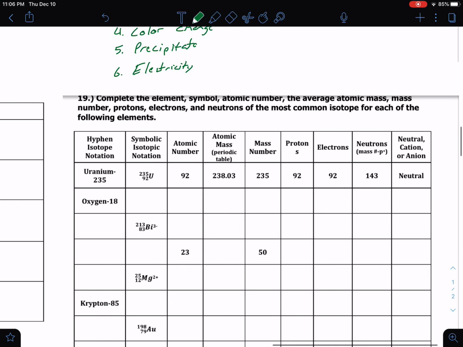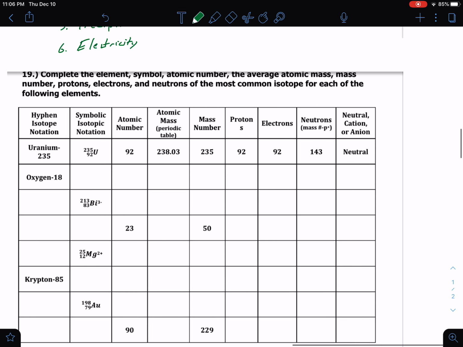Okay, so let's move on to 19. This is where you're really going to need a periodic table handy. We're going to fill out this chart. First we're going to start off with oxygen. Oxygen-18, so this is hyphen notation. That 18 is going to be the mass number.